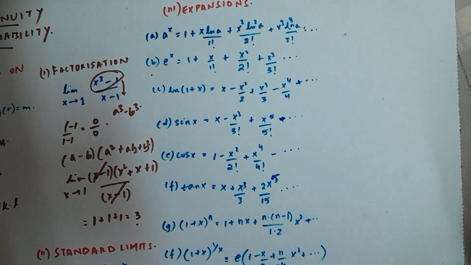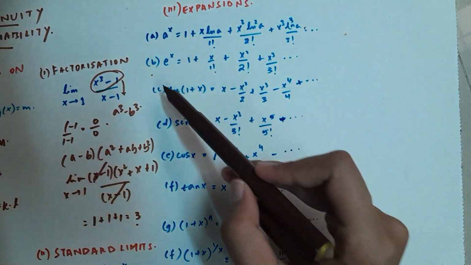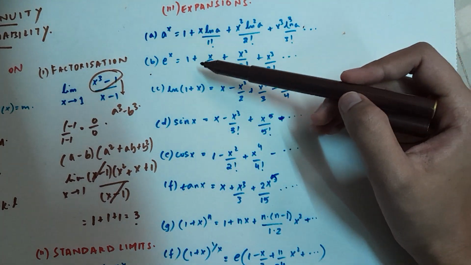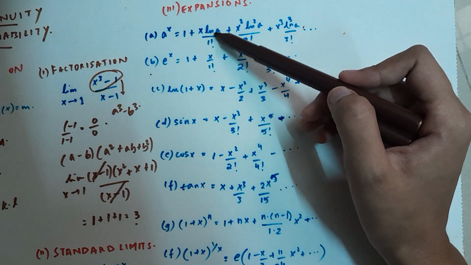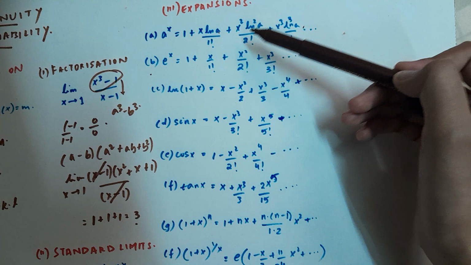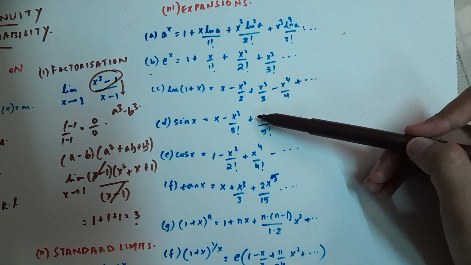Let's look at a few expansions. These are very important. There have been questions asked in JEE Main, so it's very important that you memorize them. Now, the first expansion is a power x, and you can see that the e power x expansion can be determined by substituting the value e instead of a. So ln a becomes ln e, and ln e is 1, so the ln term is gone when you come to the expansion of e to the x.